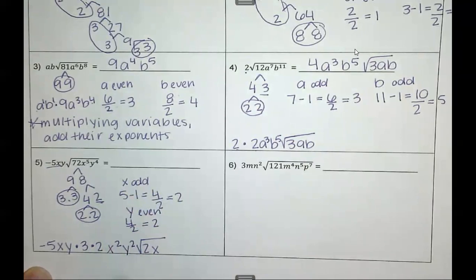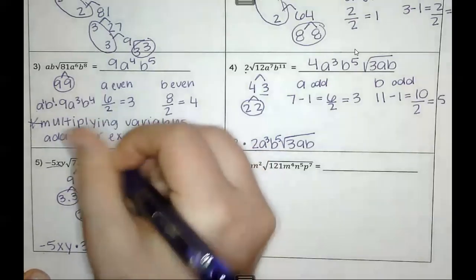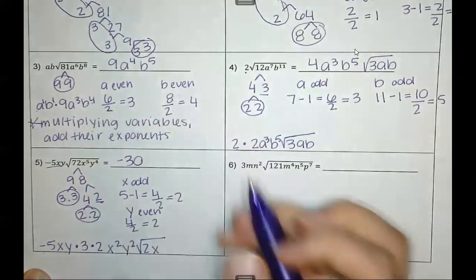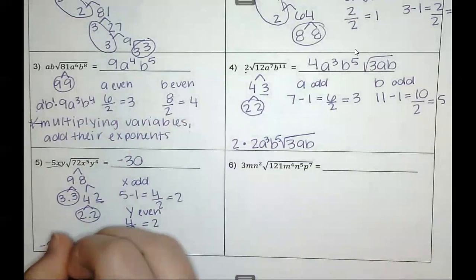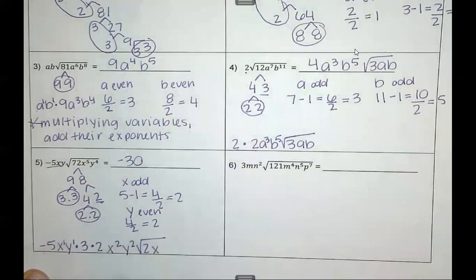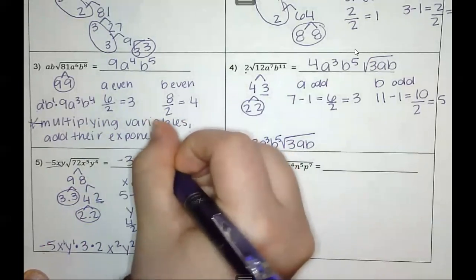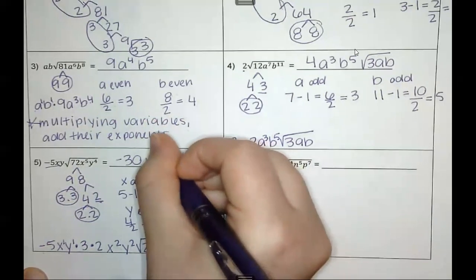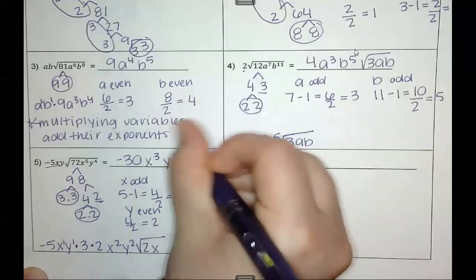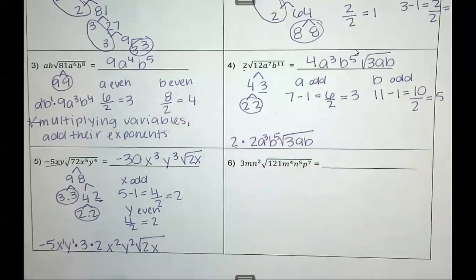So now I just need to multiply everything together down here. So numbers first, I've got negative 5 times 3, which is negative 15, and then negative 15 times 2, which is negative 30. All right, using our same rule from up here, when we multiply variables, add their exponents. So there's no exponents written here, but they're understood ones. So for x, we're going to have 1 plus 2, which is going to give us x to the 3rd. And for y, we're going to have 1 plus 2 as well, which is y to the 3rd, times the square root of 2x.